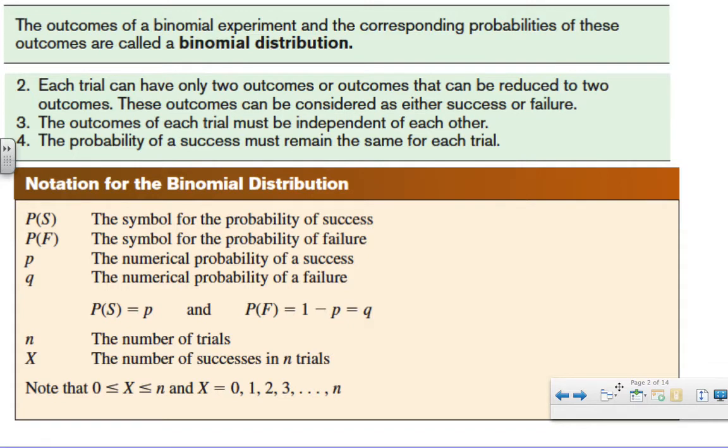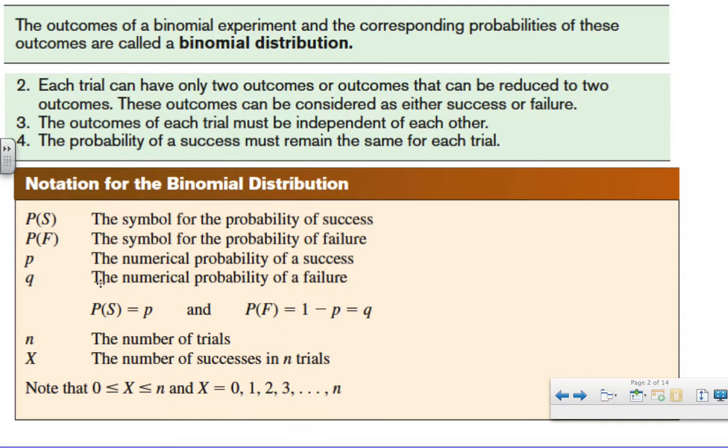So here are the rules. Each trial has only two outcomes. The outcomes of each trial must be independent of one another. In other words, if I flip a coin, the second time I flip a coin has nothing to do with the first time I flip a coin. They're independent. And the probability of success must remain the same for each trial. Again, flipping a coin, it's 1/2, either heads or tails, so that doesn't change depending on the outcome.